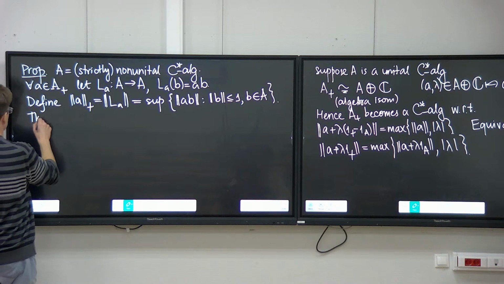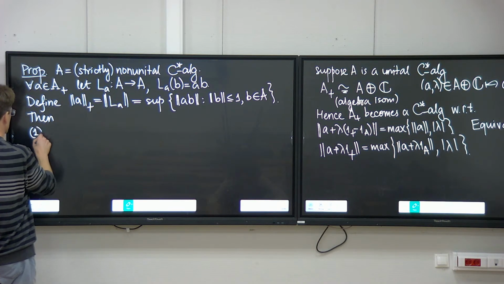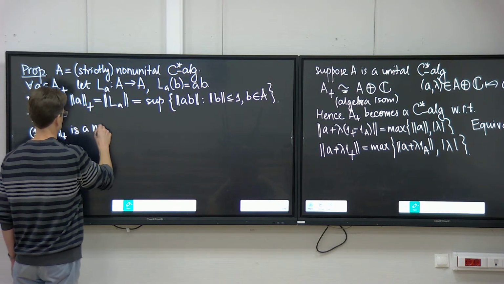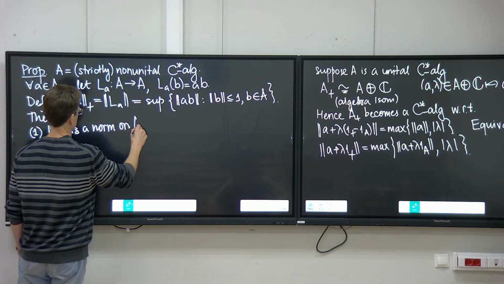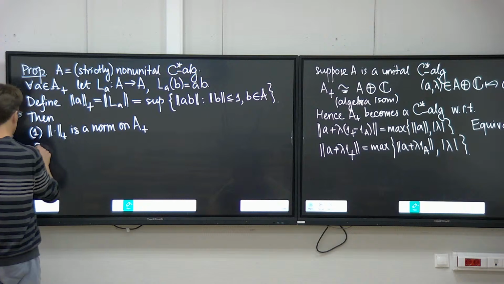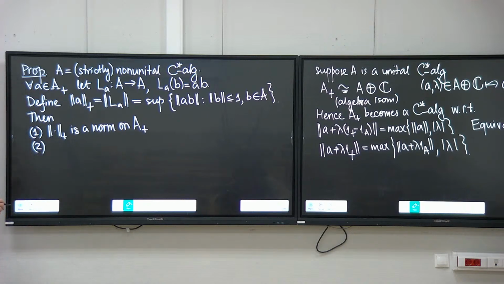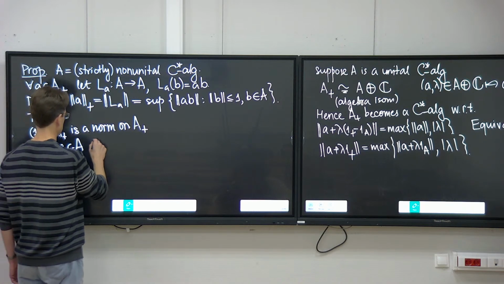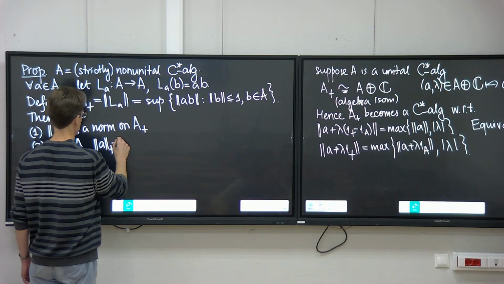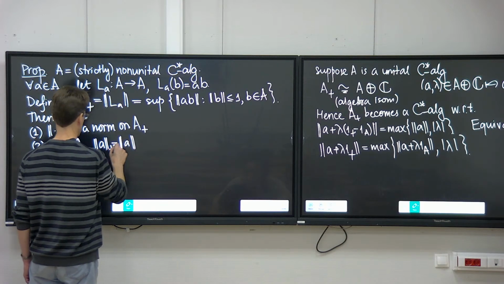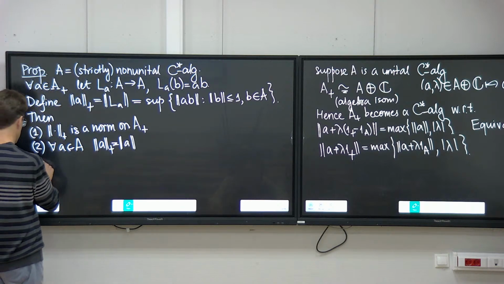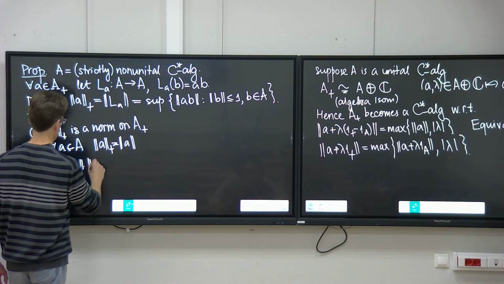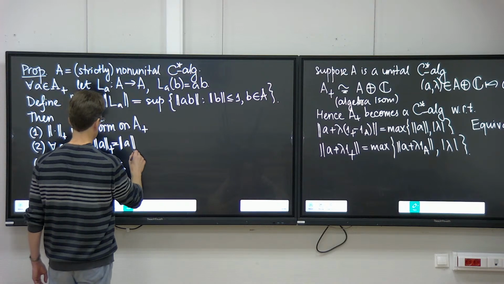I claim that, first of all, this is a norm on A plus. Second, this norm extends the original norm on A. So for every a in A, the new norm is equal to the old norm. And finally, the unitization of A, equipped with this norm, is a C-star algebra.